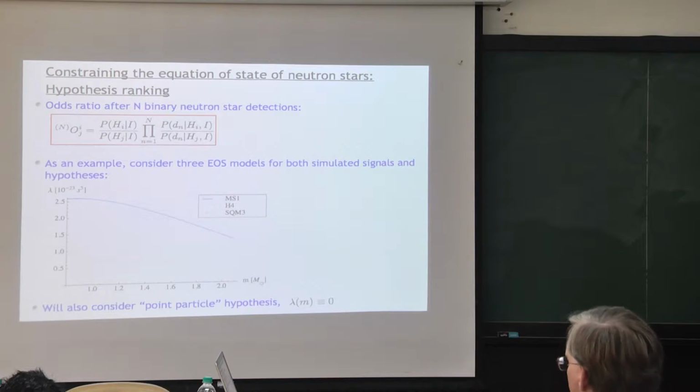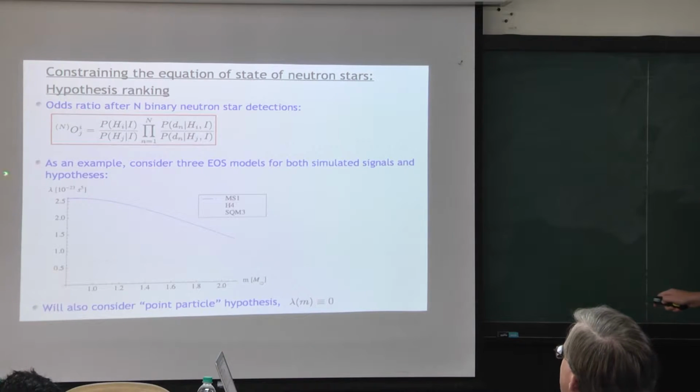We're going to consider, for simplicity, just 3 equation of state models for both the simulated signal and the hypotheses. It's a pity you can't see the middle one. It is light green, or at least I can't see it. Or yellow. I'm also colorblind, in fact.